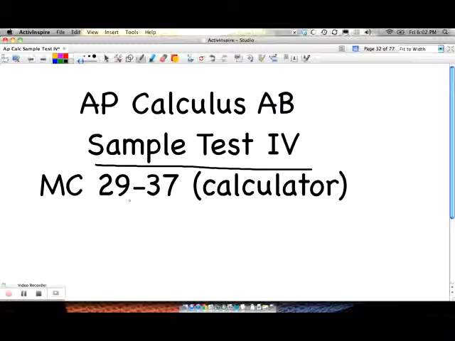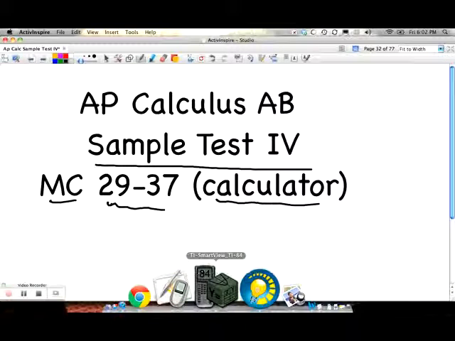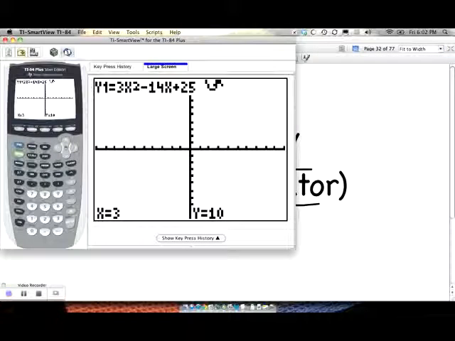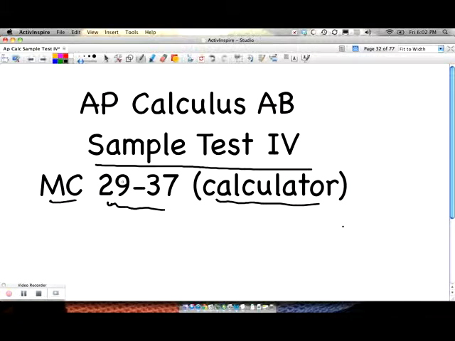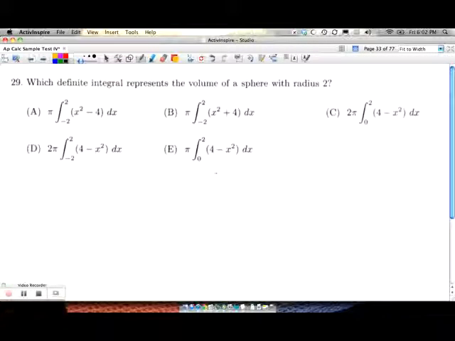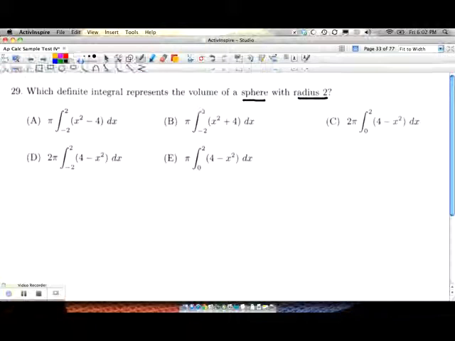As we move on to the next portion of the sample test multiple choice, now we're in numbers 29 through 37. We're looking at the calculator portion. So I have my calculator, hopefully you have yours too. Which definite integral represents the volume of a sphere with radius 2? We've got a couple of things going on here.